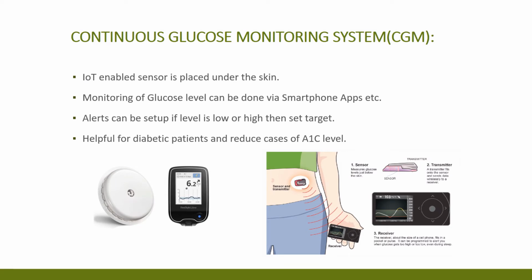Let's start with CGM, also known as Continuous Glucose Monitoring System. As part of this system, an IoT-enabled sensor is placed under the inner layer of skin and a transmitter on the outer layer. The sensor monitors the glucose level and sends the data via the transmitter to any web or mobile application. The user or patient can pre-set alerts which would notify responsible stakeholders such as emergency contacts, doctors, nurses, etc. The system is already proving helpful to diabetic patients and also improving A1C levels.